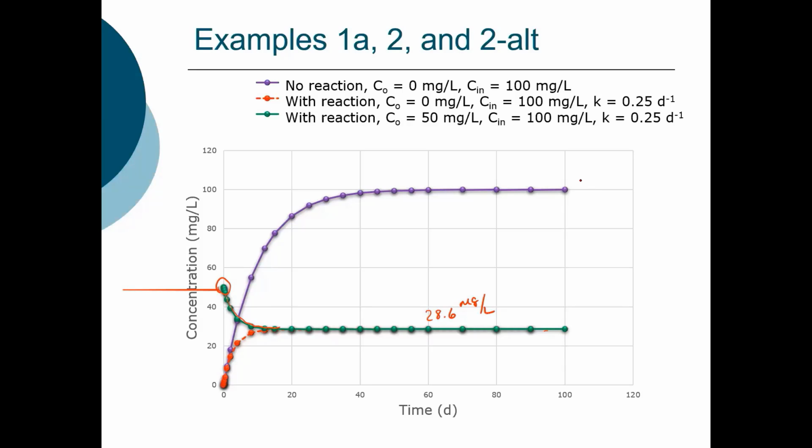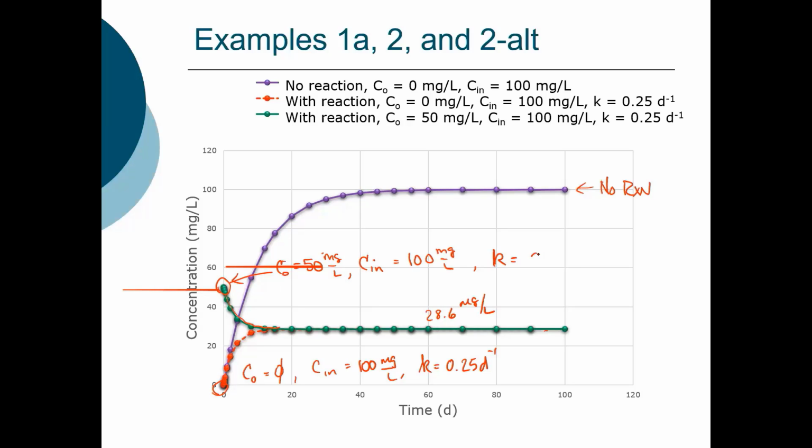So this was a situation where we had no reaction. Here we start, C naught is equal to 0, and we're pumping in 100 milligram per liter solution, and the rate constant is 0.25 inverse days. Here we start with C0 equals 50 milligrams per liter. Same situation. Same reactive substance that we're pumping in. And we end up at the same point.